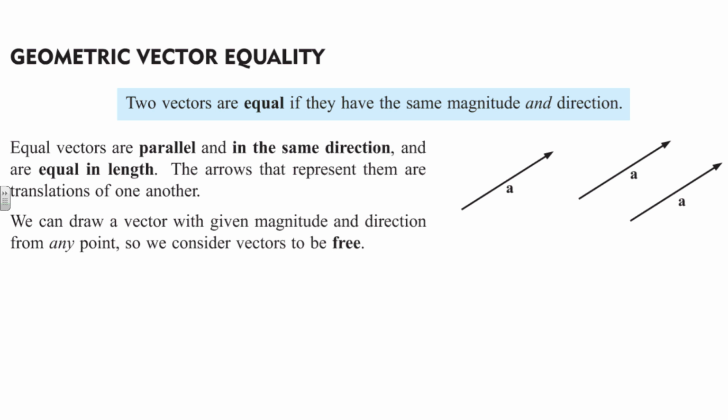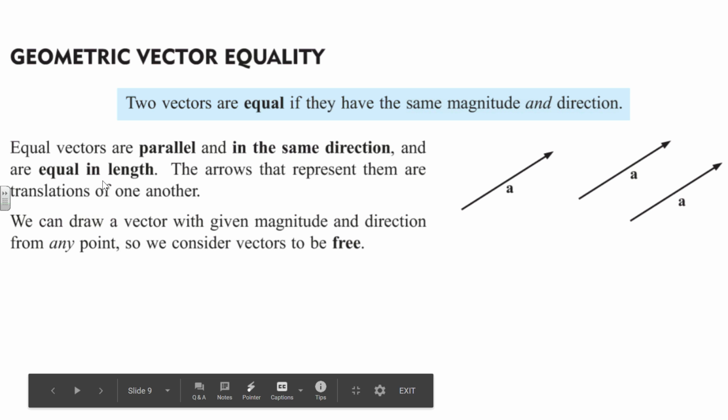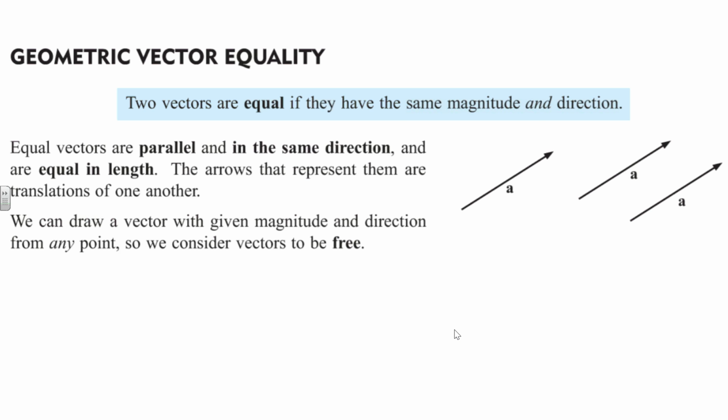Now, two vectors are said to be equal if they have the same magnitude and direction. They don't have to be directly on top of each other, as long as they're parallel, in the same direction, and equal in length. Those would be considered equal vectors.